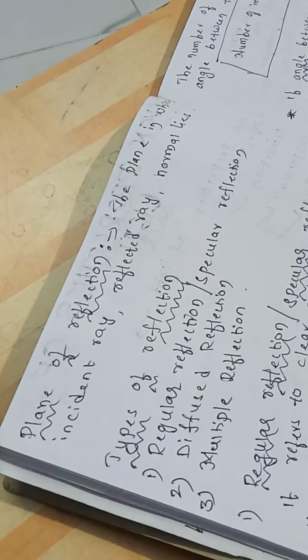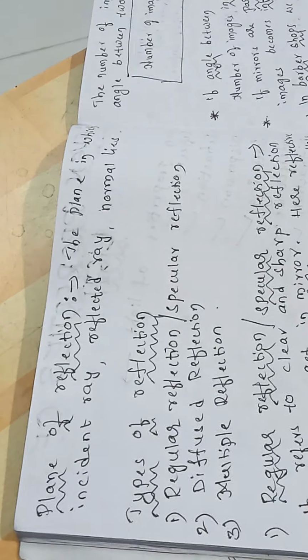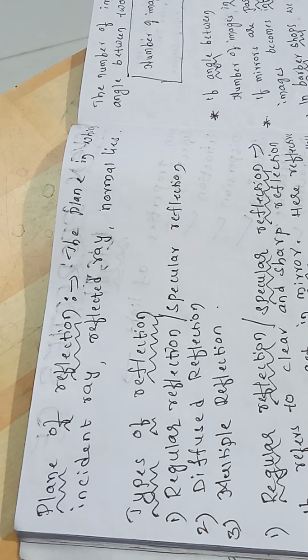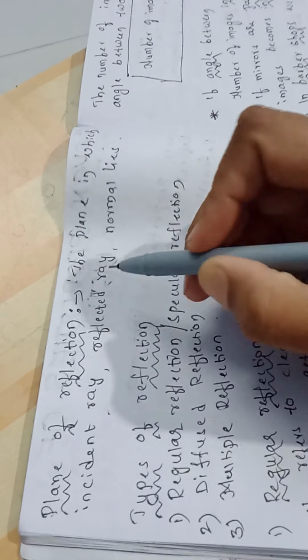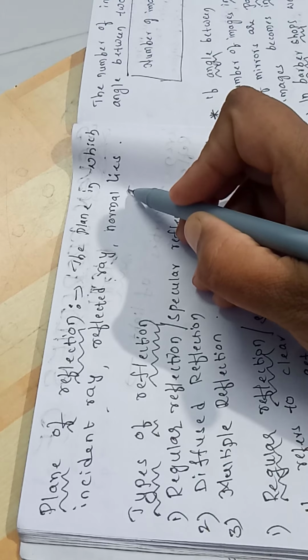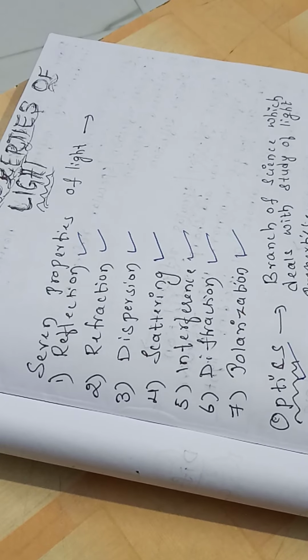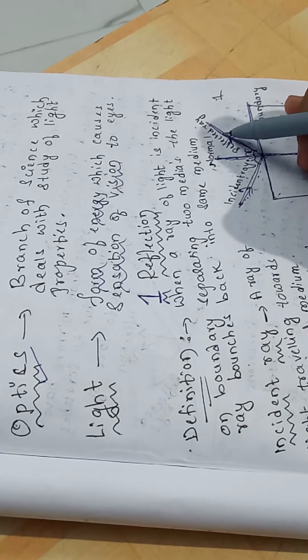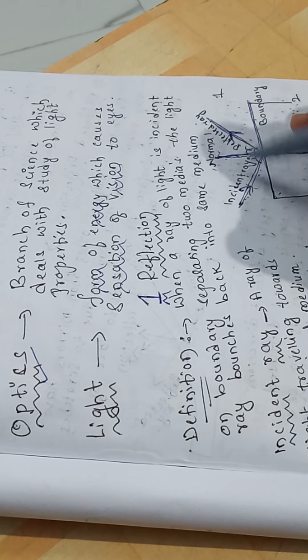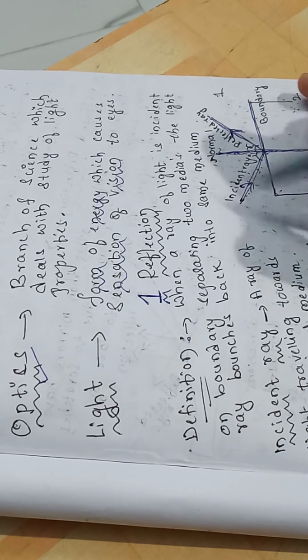Now next, here let us go for some other points such as plane of reflection. So what is plane of reflection? The plane which contains incident ray, reflected ray and normal, we call it as plane of reflection. So this becomes plane of reflection. Here incident ray, reflecting ray and normal, these 3 are present. So this we call it as plane of reflection.